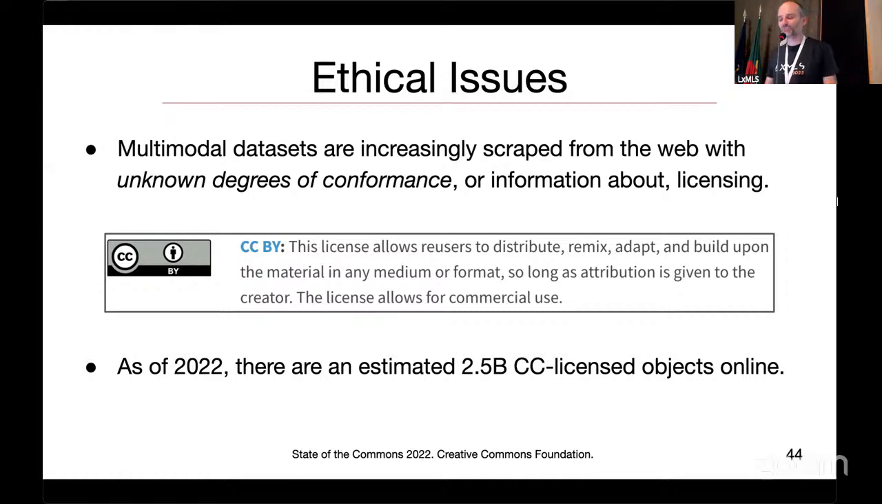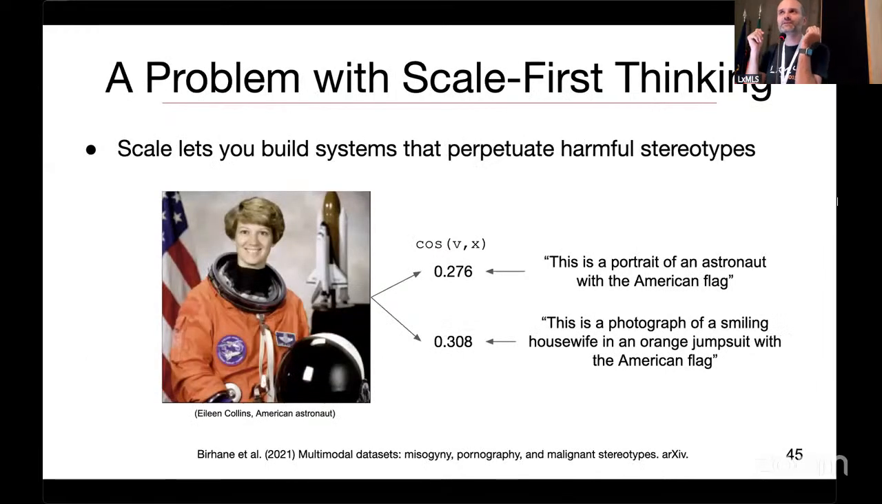Yeah. Okay. So, yes, scale first thinking is great, except when it causes problems and it perpetuates harmful stereotypes. So, Abeba Birhane and colleagues in 2021 showed that systems like CLIP are good at perpetuating harmful stereotypes. This is an example where we have Eileen Collins, the first female American astronaut. And if you ask CLIP which sentence is the best description of this photograph, it's the one that stereotypes her as a housewife in an orange jumpsuit, instead of the one that actually explains who's the person in the image, an astronaut with an American flag in the background.